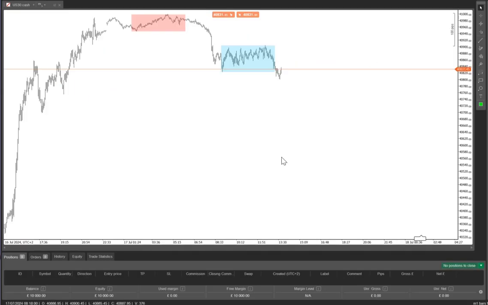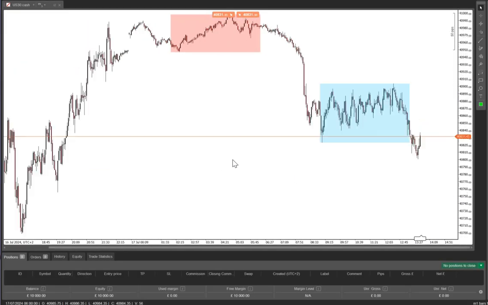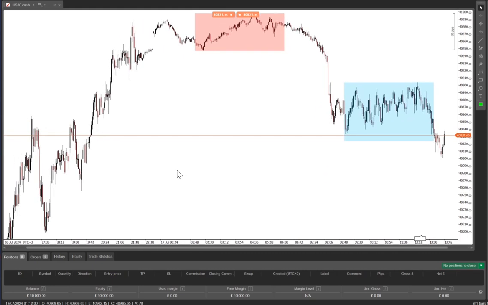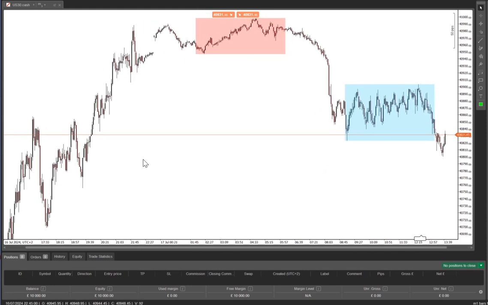So, as you can see, this is my day to day. A quick look to the left to see how price was actually moving. Yesterday price broke this high. I think I showed you yesterday's trade. It broke this high, and also went on to break this high.